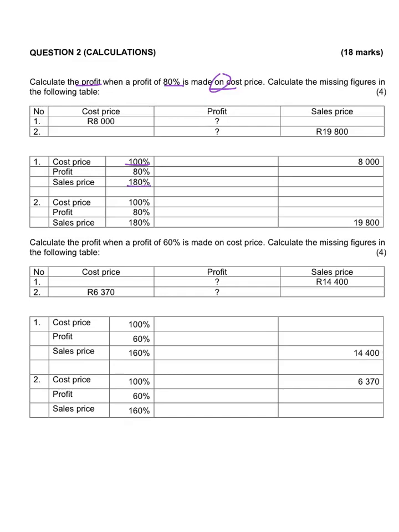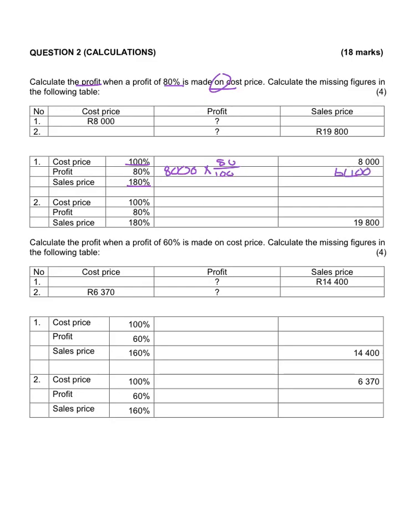In number 1, they give us the cost price as 8,000 Rand. They don't want the sales price. You have to calculate the profit. So I will use the 8,000 Rand, multiply with the amount that I want, so the percentage 80, divided by the percentage that I know, 100, and that will give me 6,400 Rand.